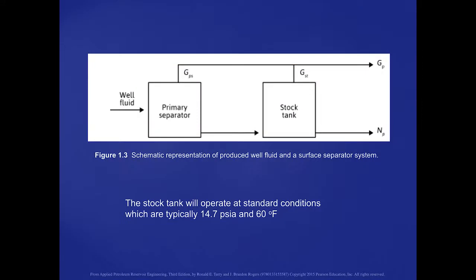From the stock tank, we'll produce more gas and a different composition of liquid. Total, we'll have a G sub P and an N sub P then, a gas produced and an oil produced. And this will go into our sales volumes of gas and hydrocarbons.